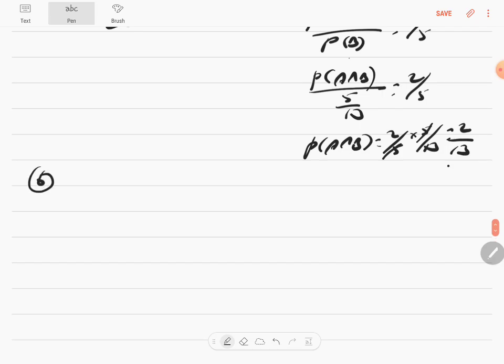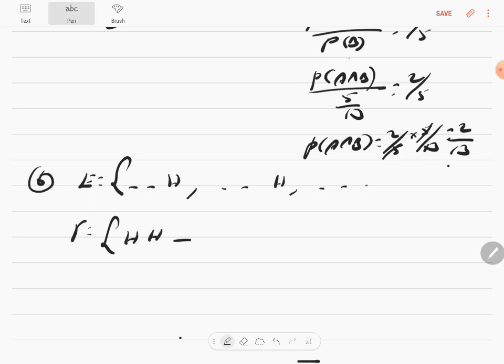So let's see, E is a head on the third toss. Head on the third toss means the third toss has to be head. So whatever it is, the third toss has to be head. And F means head on the first two tosses. Heads on the first two, H H and then blank. It doesn't say heads on the first two tosses only. It doesn't say that.